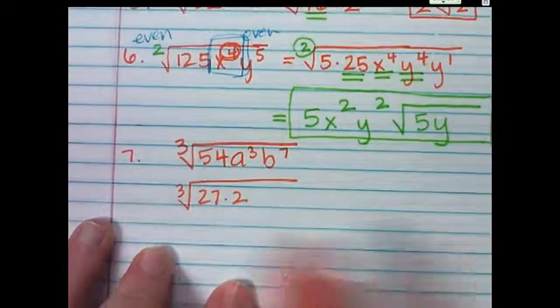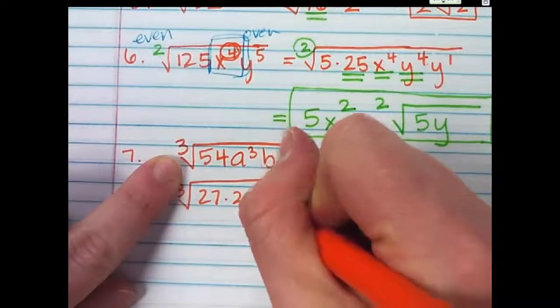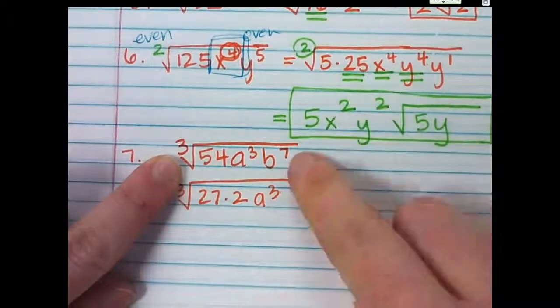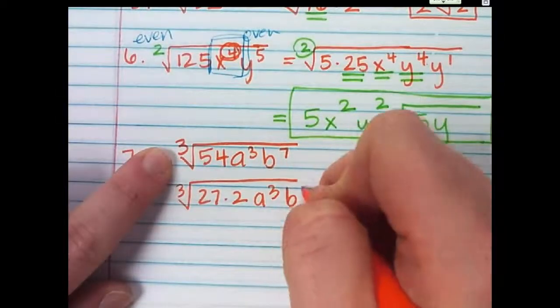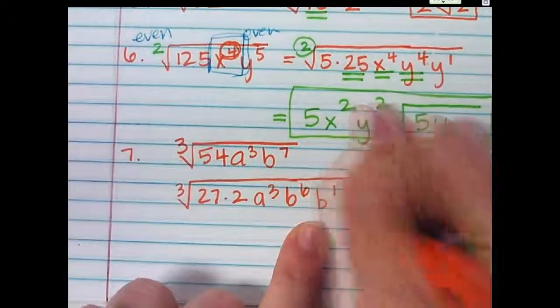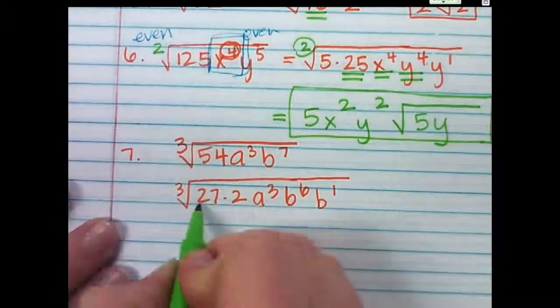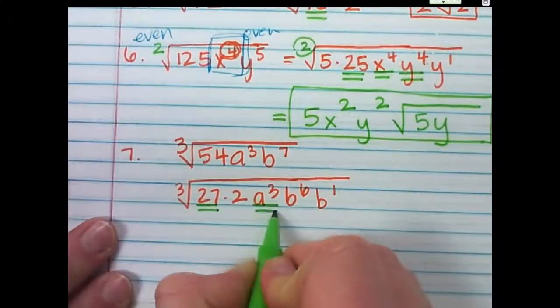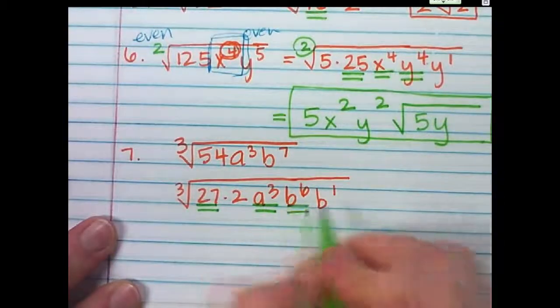27 times 2. Okay, I already have 3 a's, so I can leave that one. And I'm going to split the b's because 7 is not divisible by 3. So I want to make it an even number that 3 goes into. So b^6, and then I'll leave b^1. So I'll underline again what's going to actually be able to come out. I can take the cube root of 27, cube root of a to the 3rd, and cube root of b to the 6th.